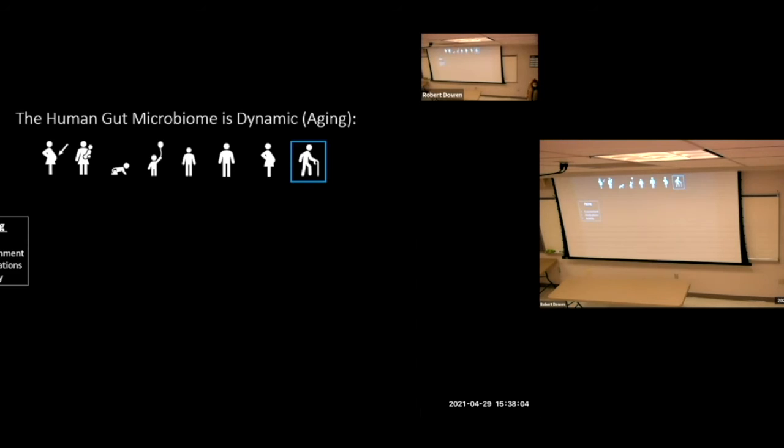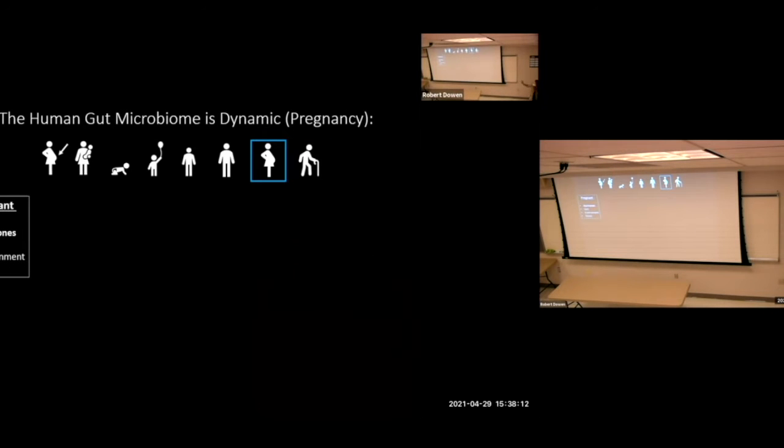Okay, cool. So then what happens if you get pregnant? What happens to your own microbiome when you get pregnant? So your microbiome can be affected by your hormones, your diet, again, environment, and also stress.